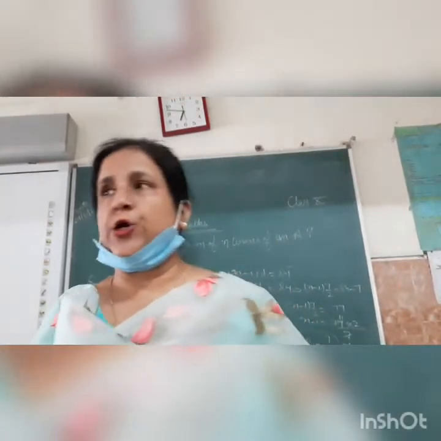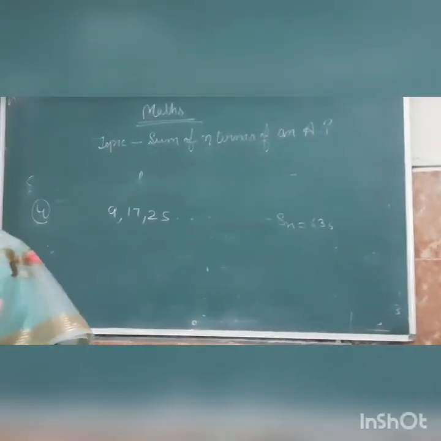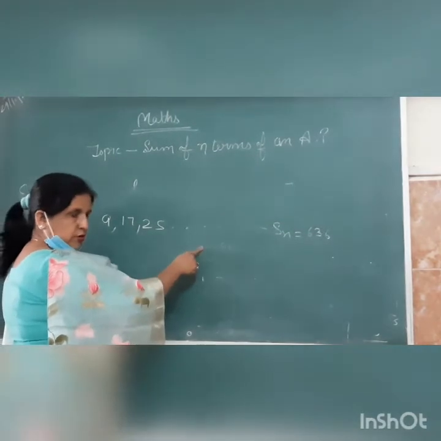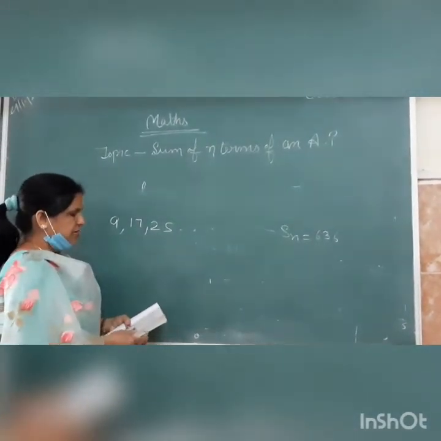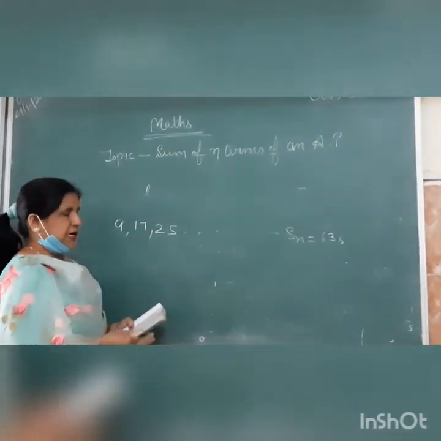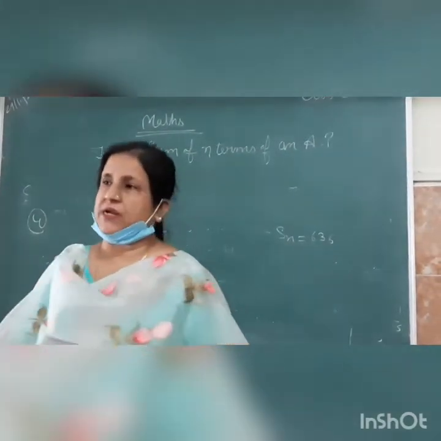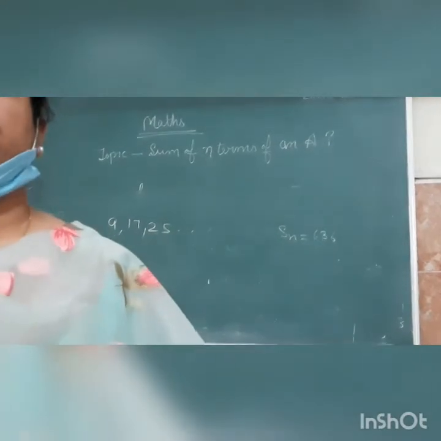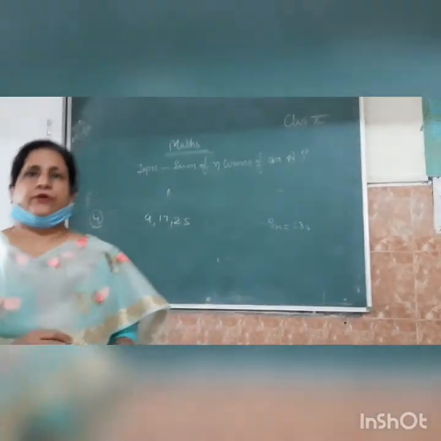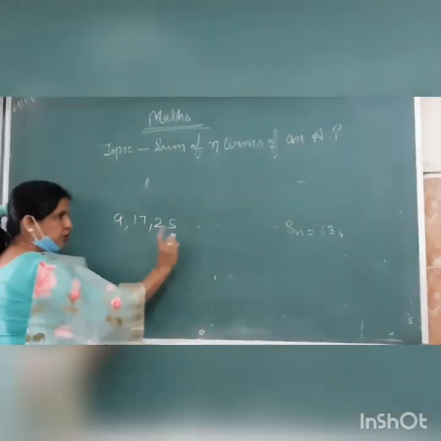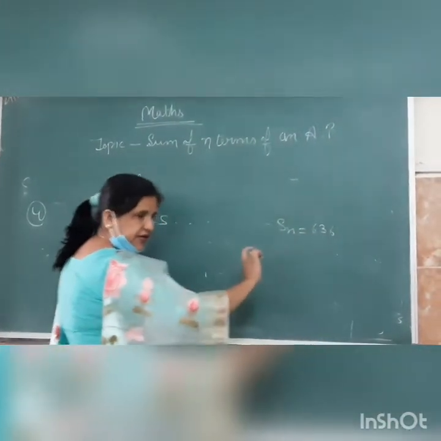Okay? Thank you. How many terms of the AP 9, 17, 25 and so on must be taken to give the sum of 636? ये 636 sum कितना बनेगा, इस terms कितने terms होंगे, n मतलब you can find it. Here the AP is given as 9, 17, 25 and so on, and the sum is given as 636.